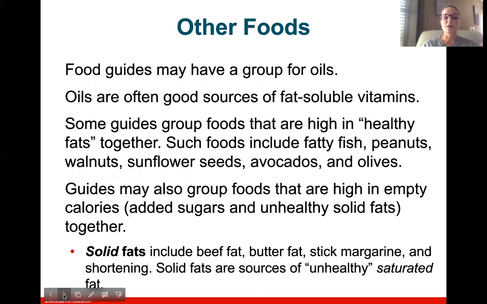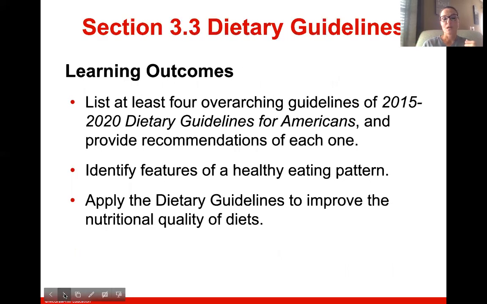So other food guides may have groups for oils and how much fat we should be consuming in our diet. They also sometimes talk about combination foods and how you count those. Do you count them as a grain, a protein, and a fat, and that type of thing? So it kind of depends on which food guide you're looking at. The one that we pay attention to the most is MyPlate, and we'll talk about that here in a minute.